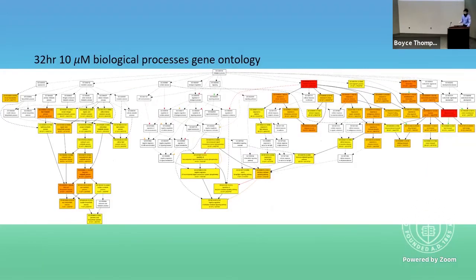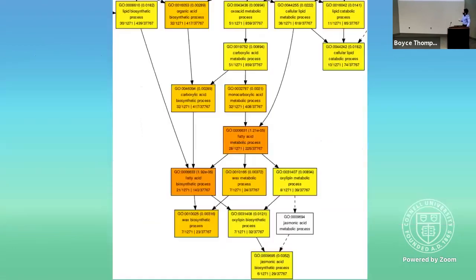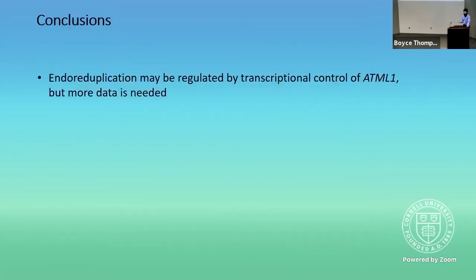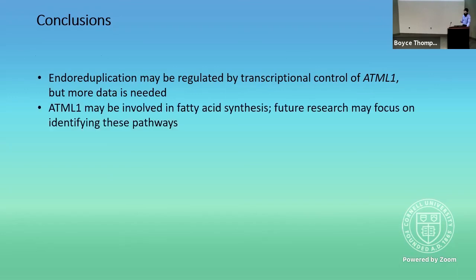We're looking at the 32-hour 10 micromolar estradiol gene set now, and you'll notice a similar cluster of nodes, all related to fatty acid synthesis. So what this tells us is that, number one, we may be seeing transcriptional control of ATML1, but we just need more data and more quantification. This also tells us that ATML1 might be involved in fatty acid synthesis. And future research will focus on trying to identify specific genes and trying to understand what pathways might be involved here.